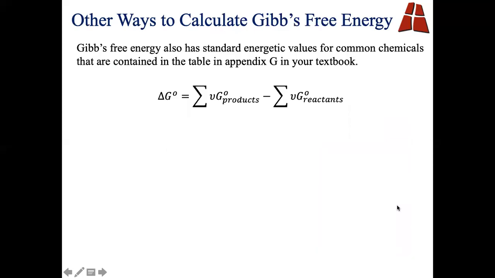There are some other ways to calculate Gibbs free energy as well, in addition to that one equation. We can use the same sort of equation that we would use to calculate standard entropies, but instead of starting with entropies, we start with Gibbs free energy values. So delta G standard is equal to the sum of the number of moles times our Gibbs free energy values for the products, subtracting the sum of the number of moles times Gibbs free energy for reactants. That is the same sort of thing as our standard entropy calculation, but in this case, we're using values for Gibbs free energy instead.